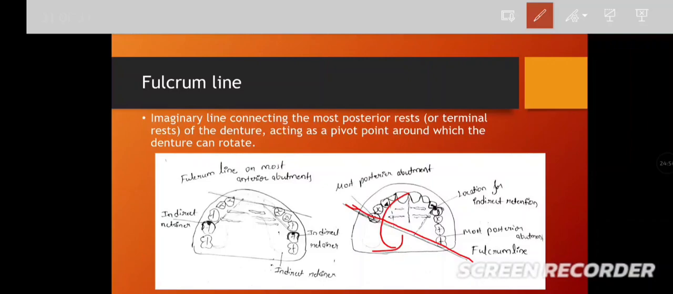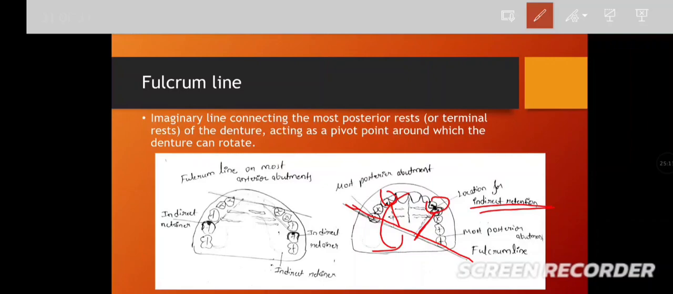So to avoid this we give indirect retainers, which will be perpendicular. Here you can see one is given on 1 3 and one more is given in between 2 3 and 2 4. So these are the locations of indirect retainers. These will prevent this rotation of the denture.